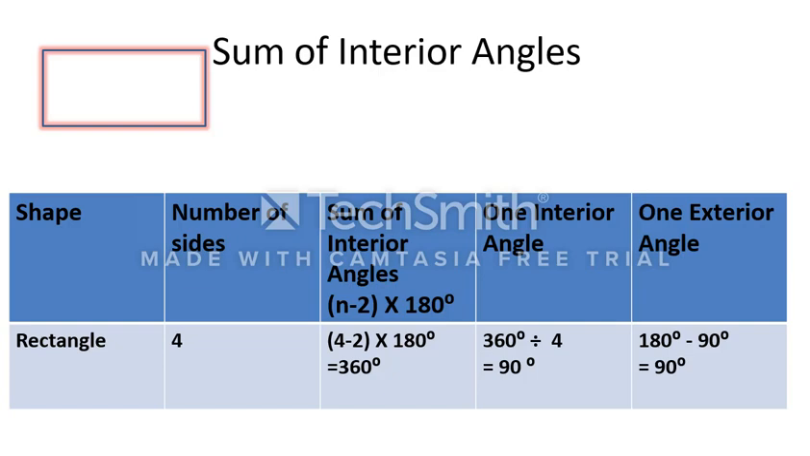Now we want to find one interior angle in the rectangle. So we will divide the sum of interior angles by the number of sides. 360 is the sum and the number of sides is 4. After the division, we got the answer 90 degrees. Now, if we want to calculate the exterior angle of that rectangle, we will subtract the interior angle from 180 degrees. So that's also 90 degrees. So in a rectangle, one interior angle and one exterior angle equal 90 degrees, which sum up to 180 degrees.